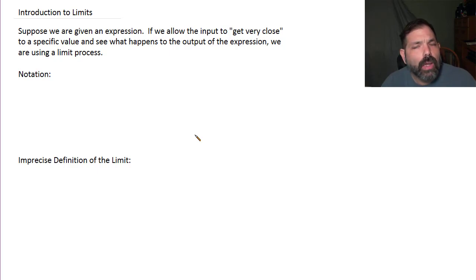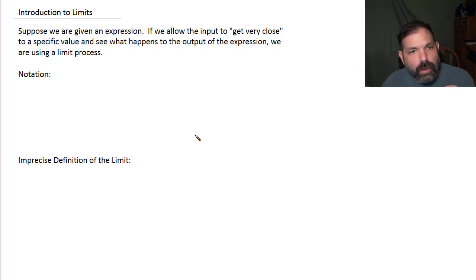Hello again. In the previous section, we learned how to solve a couple of important problems by using a process where we took an input and got it closer and closer to a specific value. This is called a limiting process. In this section, we're going to learn more about the limiting process. We're going to introduce some notation for it and see when we can find limits and some situations where we can't.